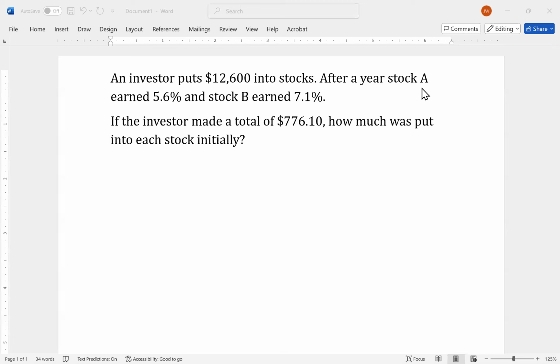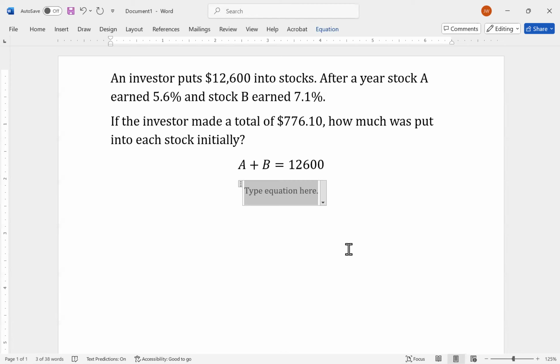In this scenario, we have stock A and stock B, so the variables are going to be A and B. You could use whatever variables you want. But initially, the amount that he puts in or she puts in is 12,600. So it doesn't say if it's he or she, but the person puts in 12,600. That means the amount they put in A and the amount they put in B added together to be 12,600. Now, that's our first equation, how much was put in. The second equation is going to be how much was made.